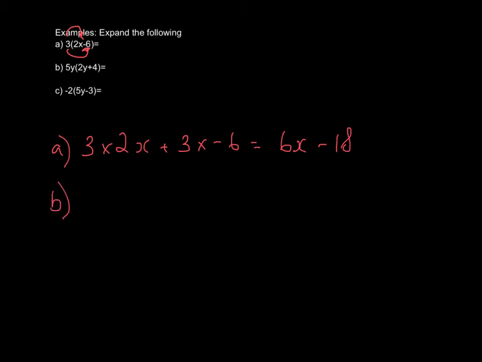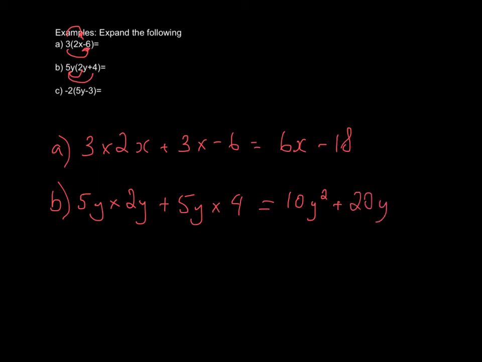Now let's look at b. Remember, multiply first terms together and then second. So 5y times 2y, plus 5y times 4. 5y times 2y is 10y squared, plus 5y times 4 is 20y. That's that simplified.